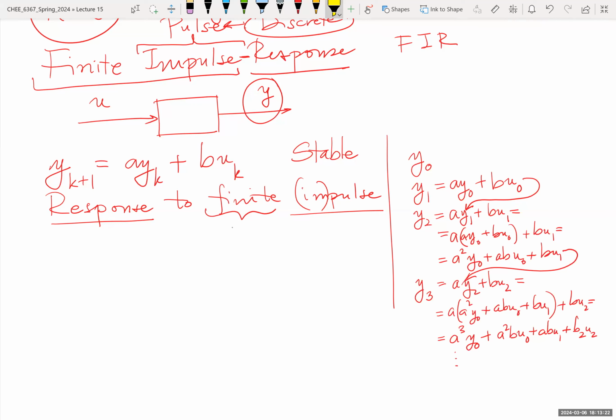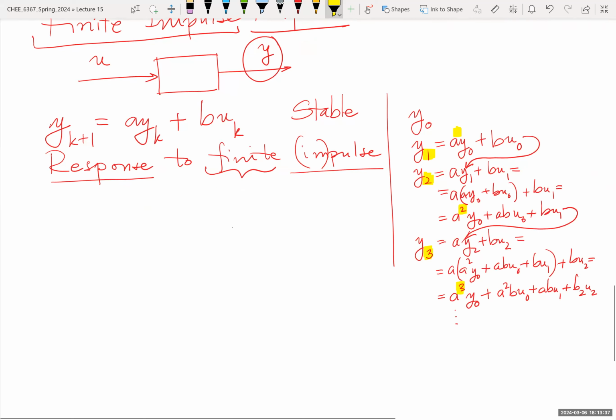If I have y1, I have a to the power 1. If I have y2, I have a squared times y0. If I have y3, I have a cubed y0. So you can tell immediately that if I go to yk, I'm going to have a to the k, y0, plus other stuff, which I can write, but I don't want to bore you with algebra. You get the essence of this exercise simply by looking at this term.